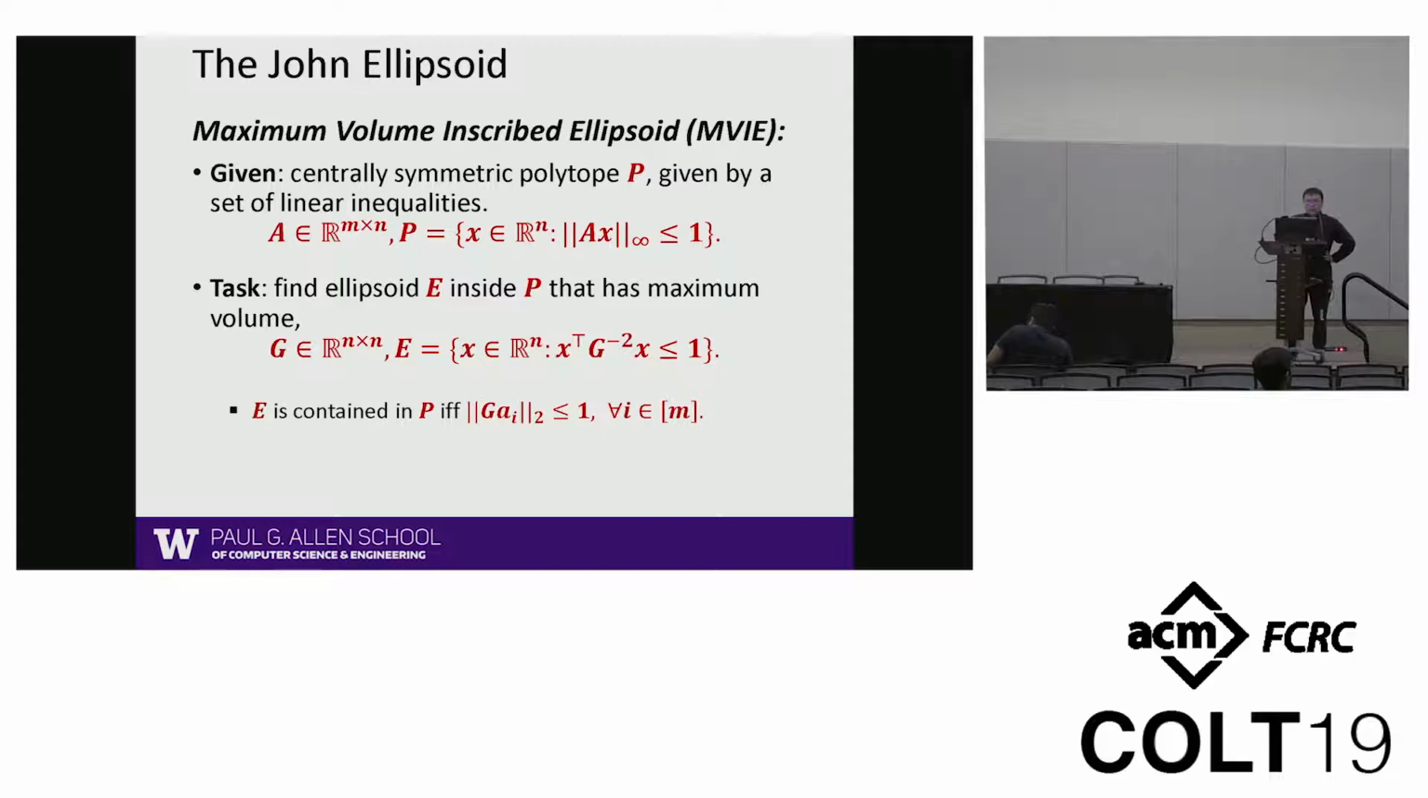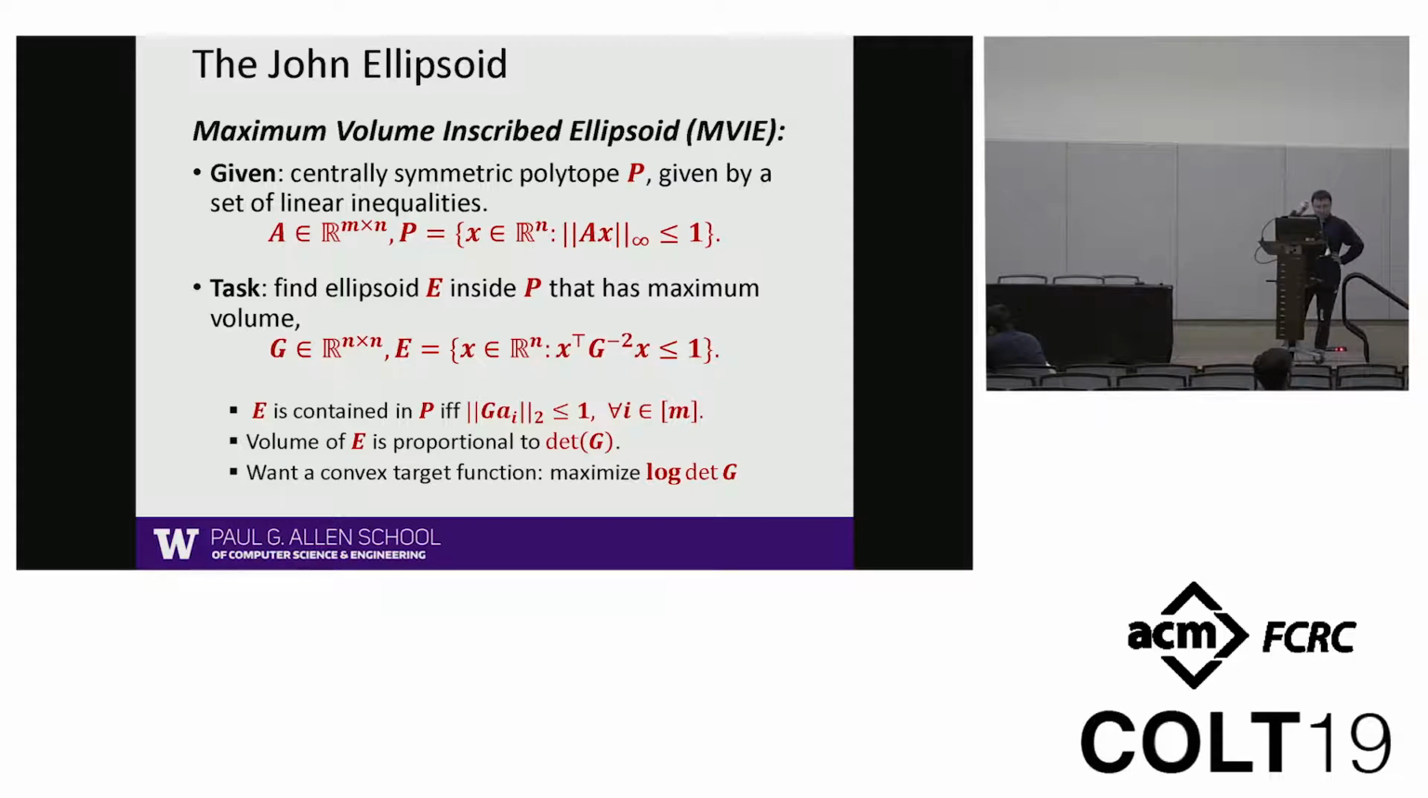The condition that E is contained in P holds if and only if the 2-norm of G times a_i, where a_i is the ith row of the matrix A, or the ith inequality, is bounded by 1 for all the rows of A. And the volume of the ellipsoid is proportional to the determinant of the matrix G. That's why we have a square in the expression of the ellipsoid. Because we want to work on a convex program, the real target function we are going to maximize is the log determinant function. So this is the problem formulation.